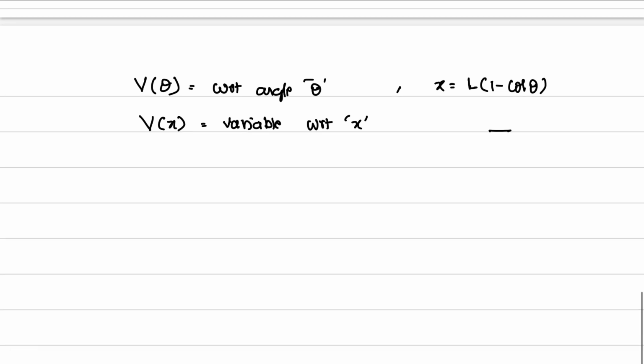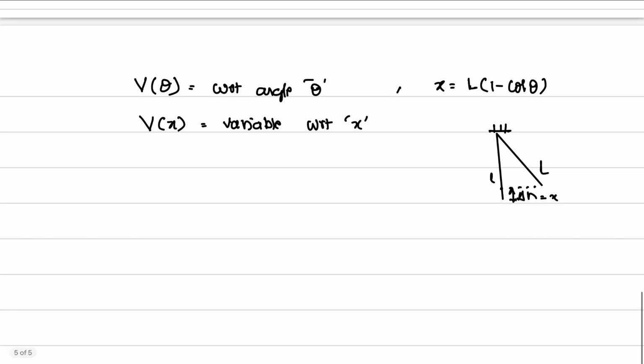Please remember, this is the simple pendulum. This is L, this total. And this height we are interested in. This is delta h we are interested in. This delta h, or we can call it a distance x. Then x is equal to L into 1 minus cos theta.